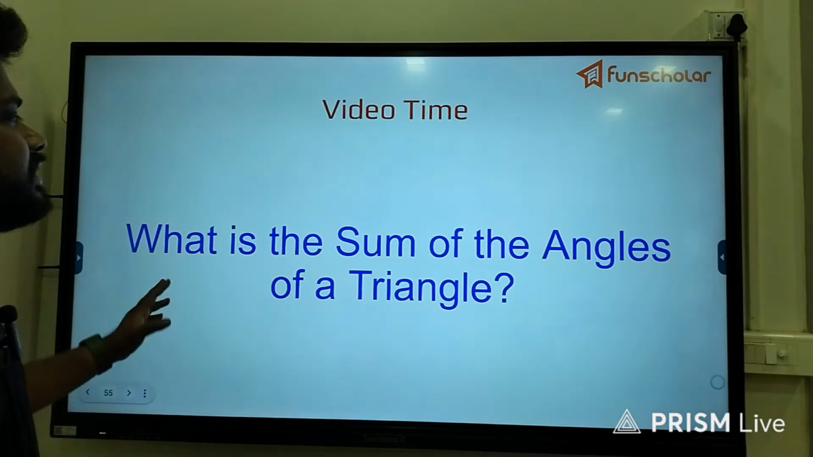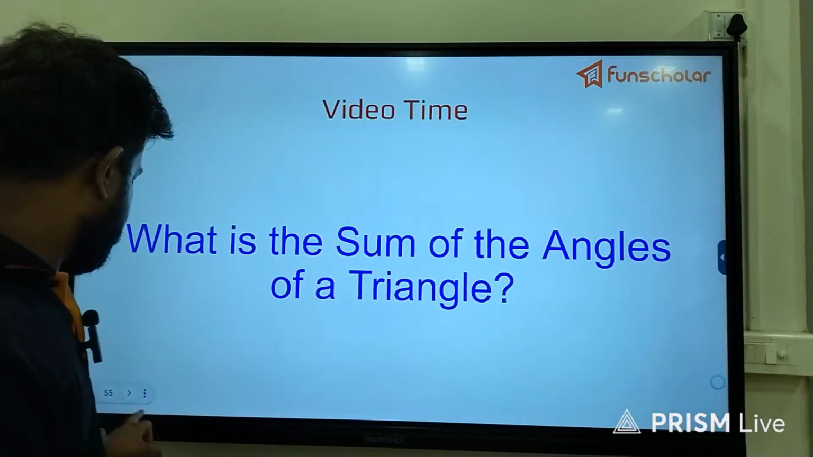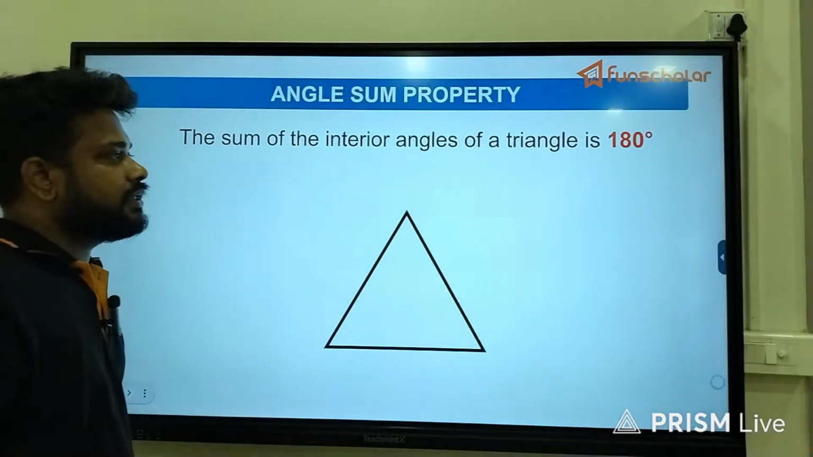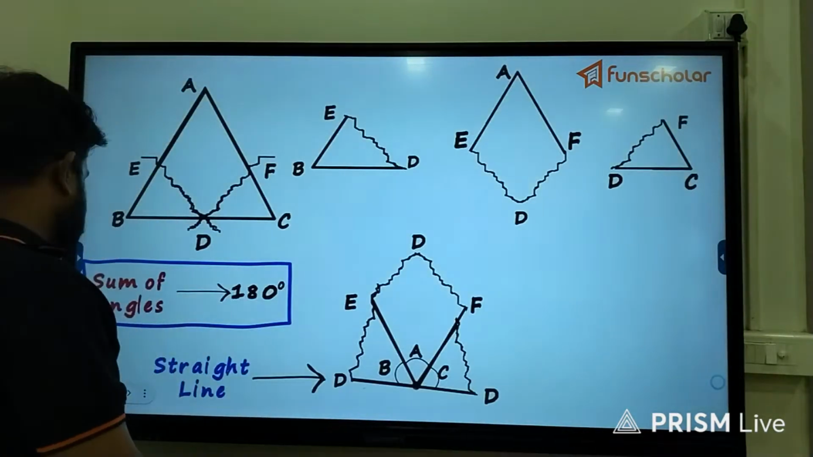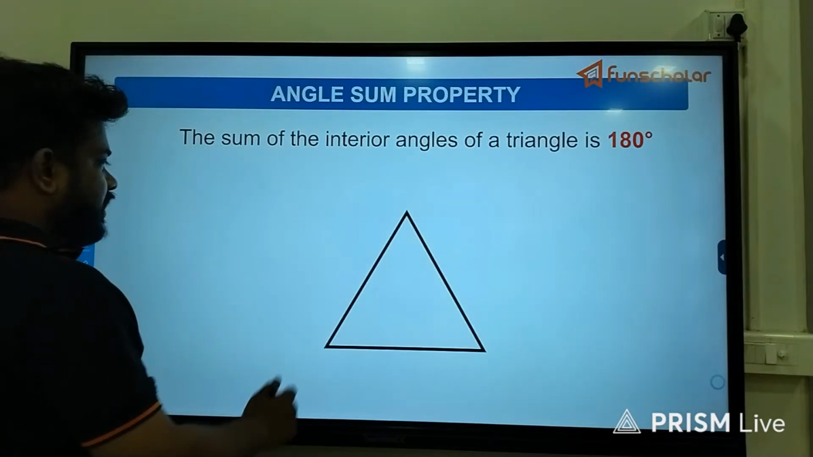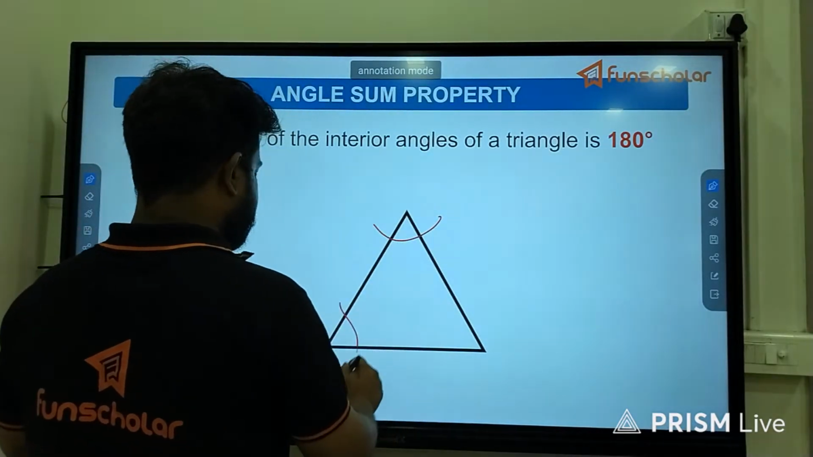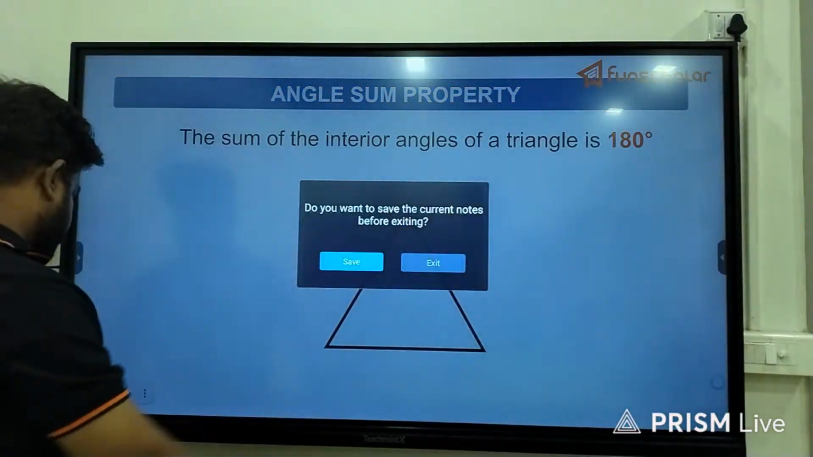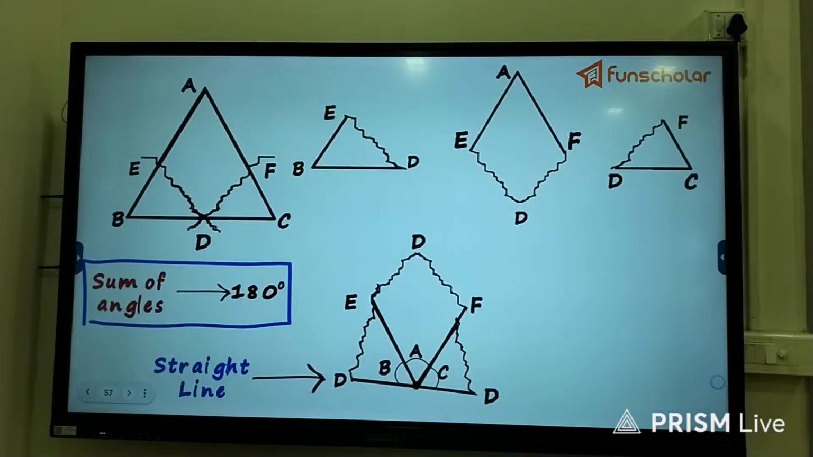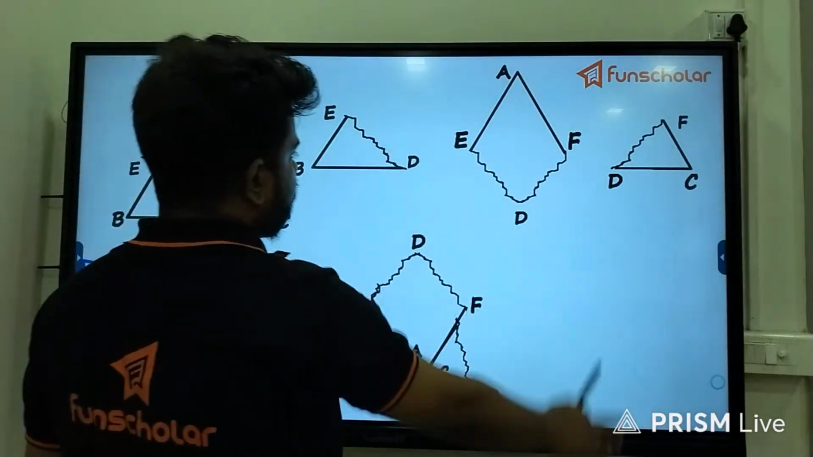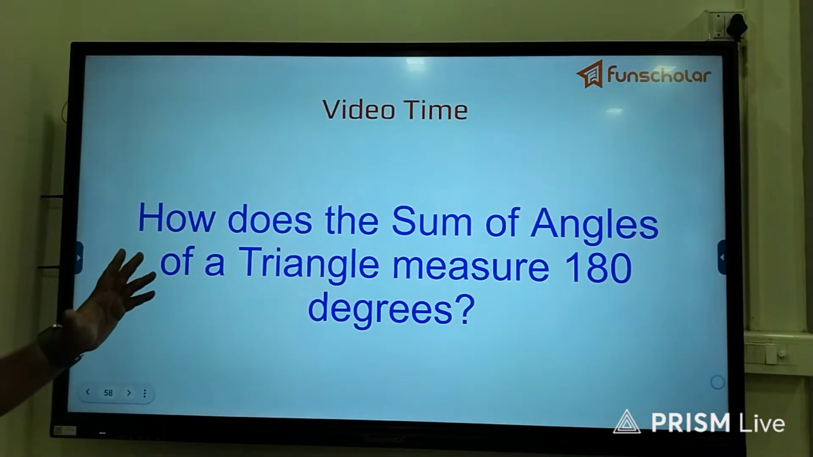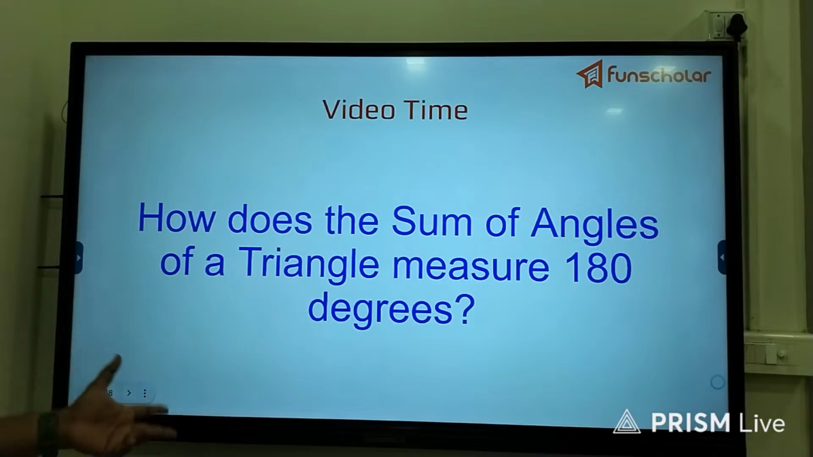Okay, next, what is the sum of the angles of a triangle? We already know that the sum of the interior angles of a triangle is 180 degrees. Like the measurement of this angle and this angle will be 180 degrees. Next, the sum of angles is 180 degrees and it's being shown like for all of this. Next, how does the sum of angles of a triangle measure 180 degrees?